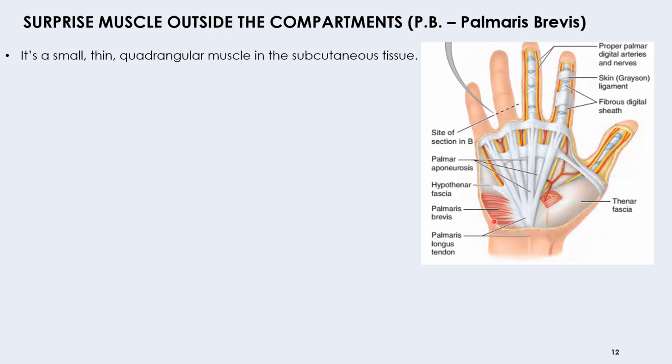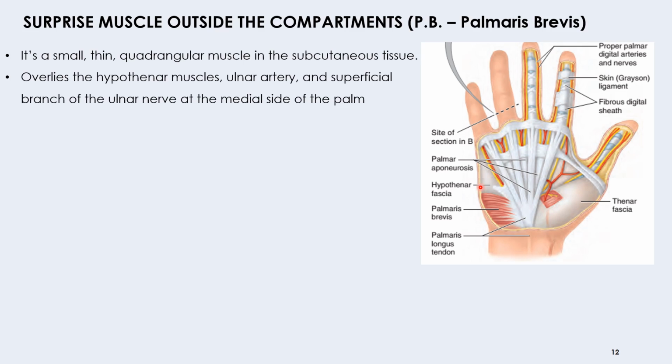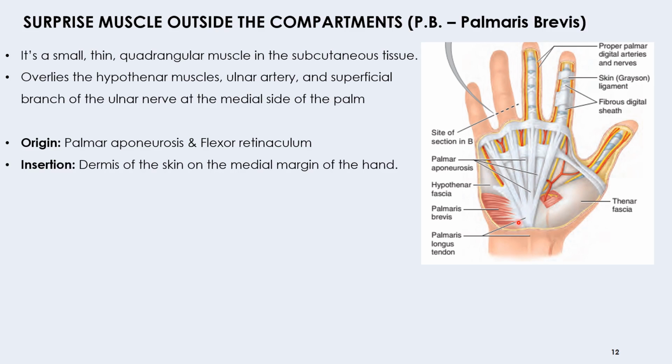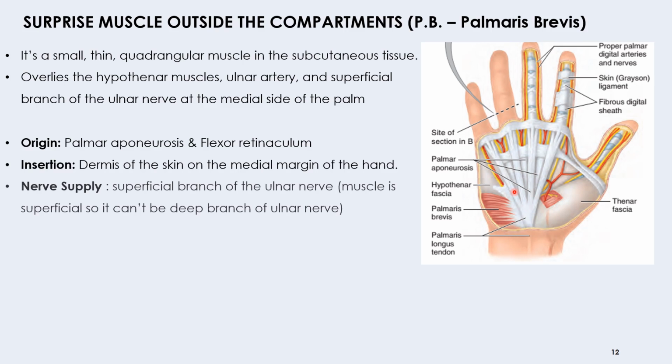So the palmaris brevis is not in any of the compartments that we've mentioned before, but it also helps in the hand movement, and it's an intrinsic muscle too. So it overlies the hypothenar muscles and other structures in the palm, and it originates from the palmar aponeurosis over here and the flexor retinaculum, and it inserts in the dermis of the skin. You can see the skin here, and so it inserts there.